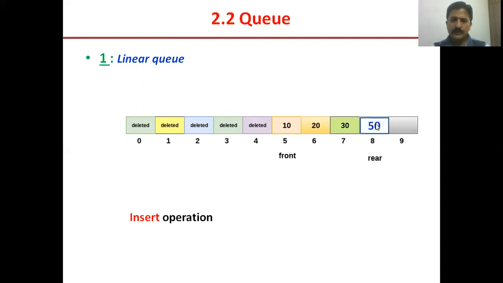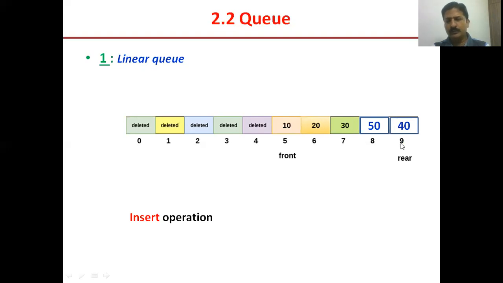So when the element is inserted, for example 50 is inserted here, rear will increment by 1. So next element, it can be added to the index 9. So here this space is there, so element 40 is added here. So when 40 is added, rear will increment here and it is pointing to that element. So always rear is first incremented and then the element is added. Okay. So rear incremented to 9 and the 40 is added here.